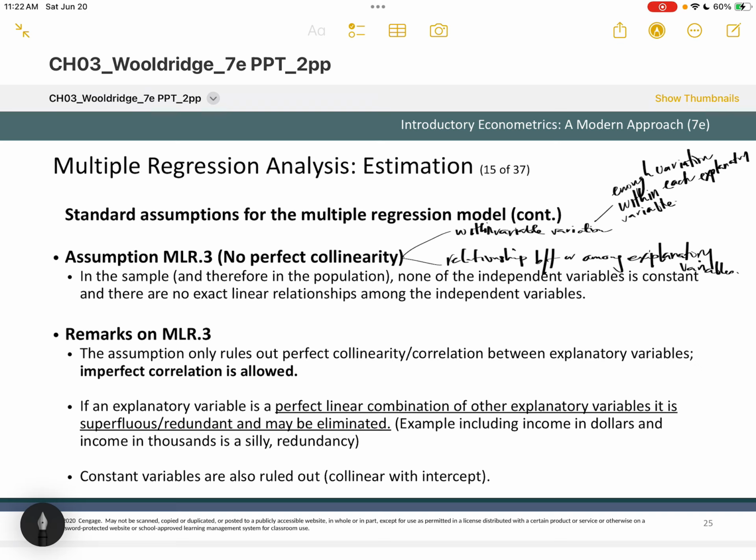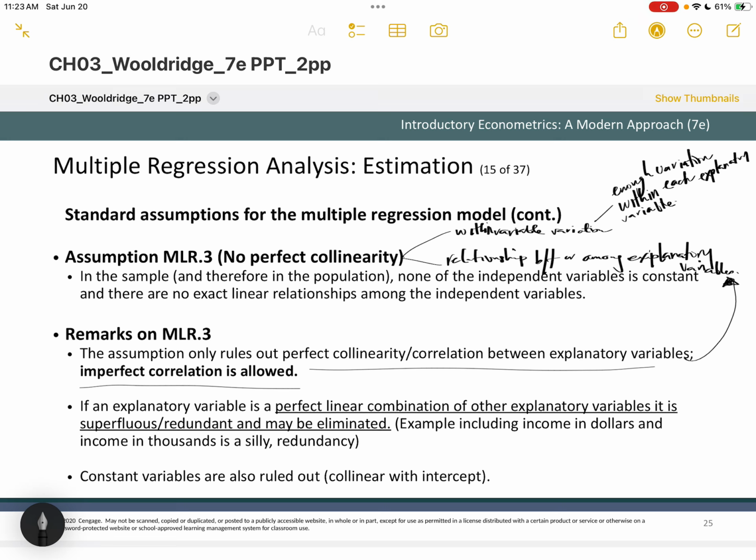And then the relationship between and among explanatory variables. What do we want that relationship to be? Well, we want to see some correlation among the explanatory variables, but no perfect correlation. Okay, so some correlation is okay, just not perfect collinearity between or among the explanatory variables. So we are ruling that out. Imperfect correlation is allowed, and that is very much connected to what I'm terming the relationship between or among explanatory variables.